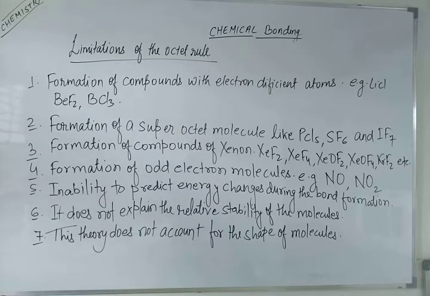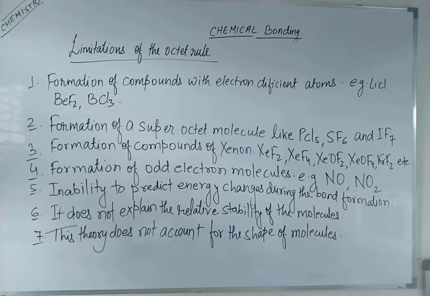In boron trichloride you can see the boron has only 6 electrons in its outermost shell. Then how are these compounds formed? Not only these three, I am giving you more examples: aluminum trichloride, boron trifluoride, and BeH2. So these are the formation of compounds with the electron deficient atom.